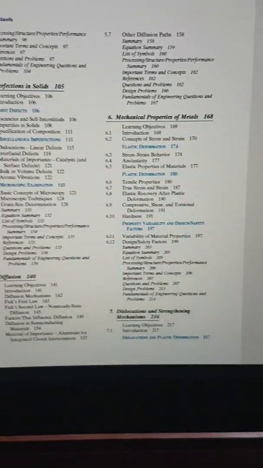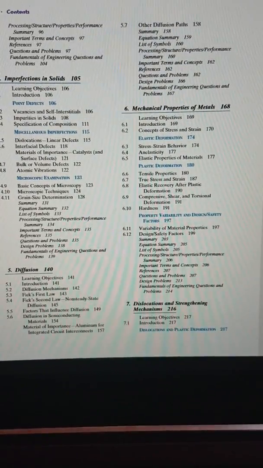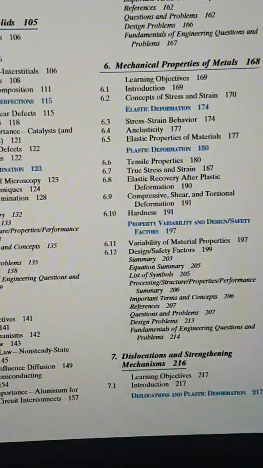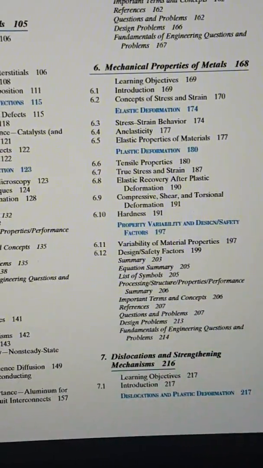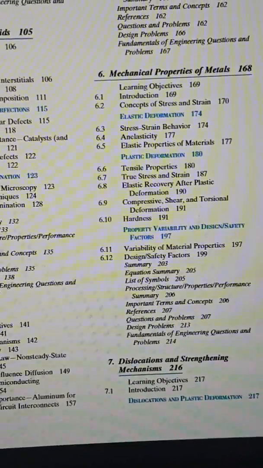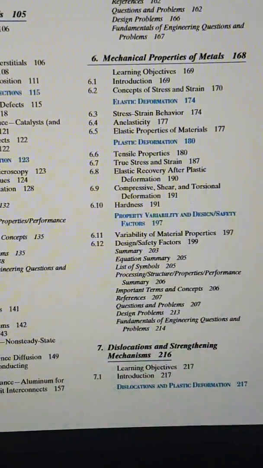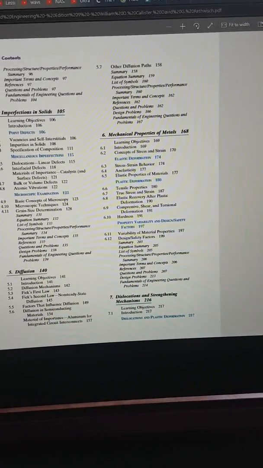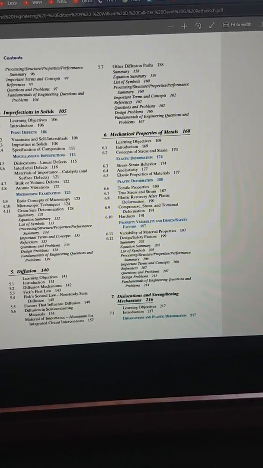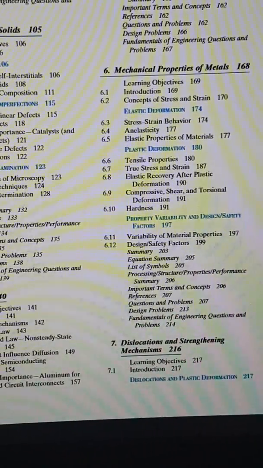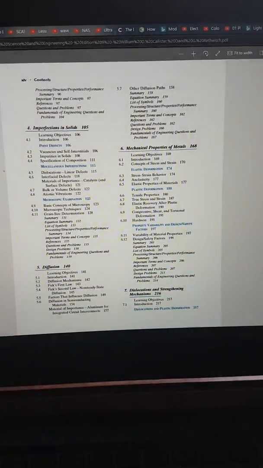And for chapter 6, we're going to see the mechanical properties of metals. We're going to have some learning objectives there, also why we study mechanical properties of metals. We're going to do concepts of stress and strain, elastic deformation. We have stress-strain behavior. We have elastic and plastic deformation, properties and variability, and design safety factors. All this we're going to talk about here.